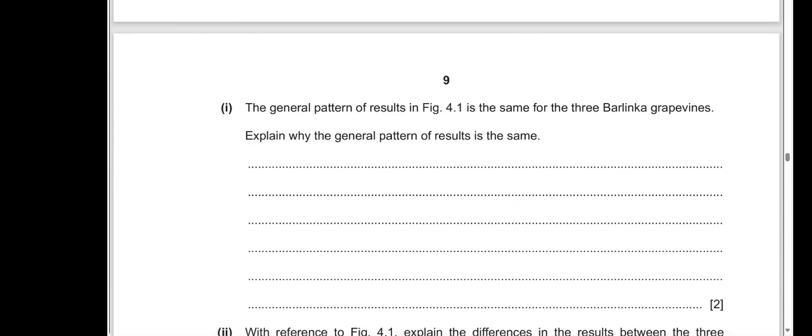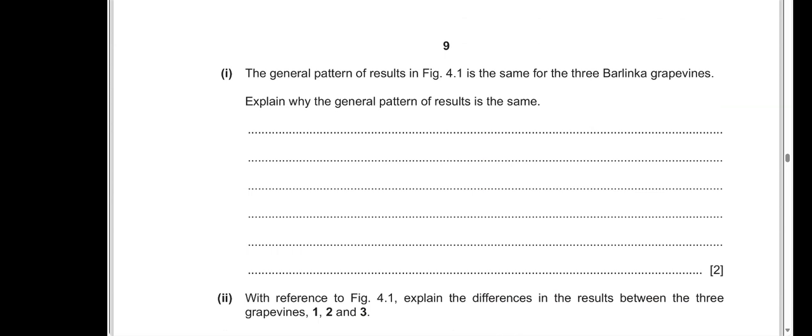So the question goes this way. The general pattern of results in figure 4.1 is the same for the 3 Barlinka grapevines. Explain why the general pattern of results is the same. Why is the general pattern of results the same? We have a question for 2 marks.